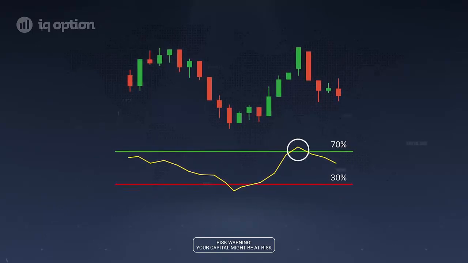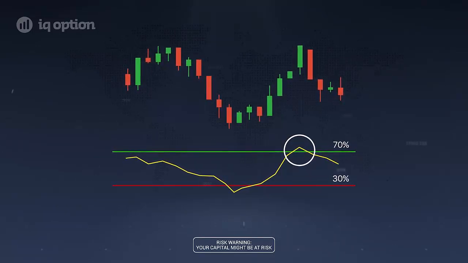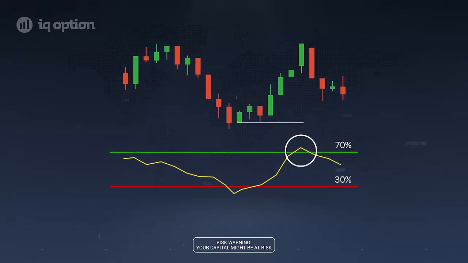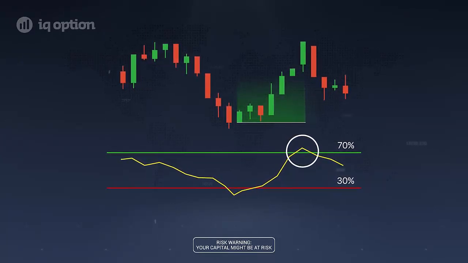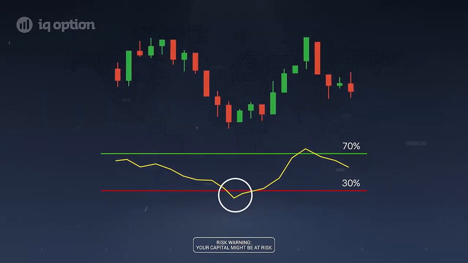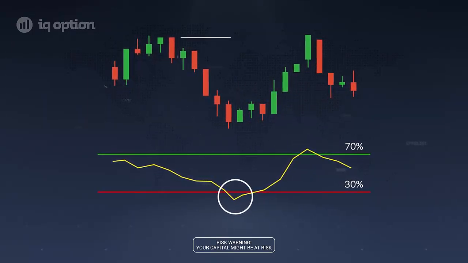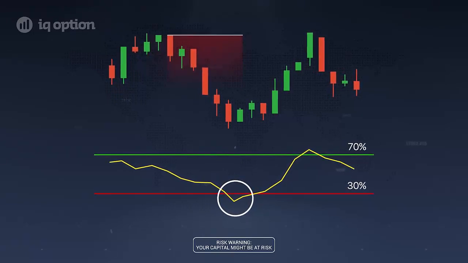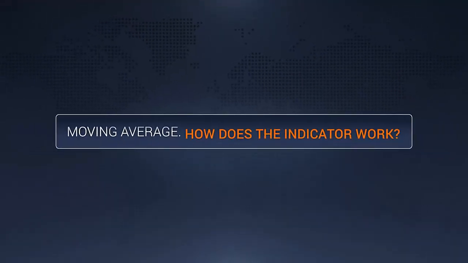If the indicator intersects on a higher level, it means an overbought case when prices are increasing too high and fast, and soon they're expected to decrease. If the indicator intersects on a lower border, it means an oversold case where prices are getting too low too fast and they're expected to increase.